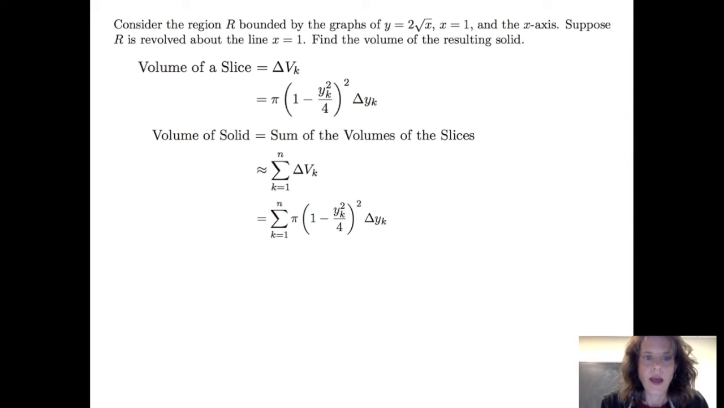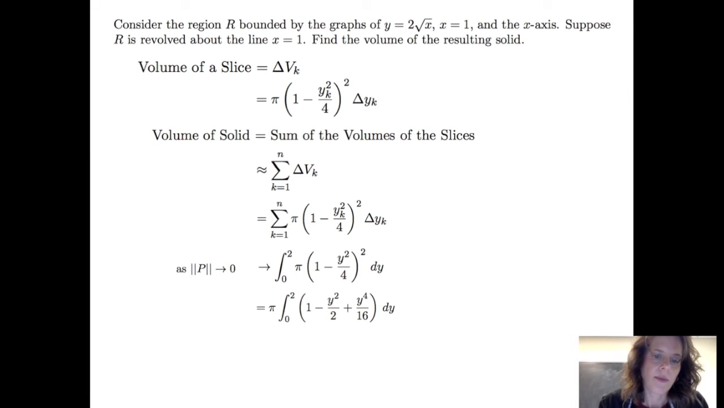And now to find the volume of the solid, by approximating that using the sum of the slices, I get the sum going from 1 to n of delta V sub k, which is, with k equals 1 to n, the sum of pi times 1 minus y sub k squared over 4, quantity squared. That's my pi r squared times my width, or my thickness. I let the norm of the partition go to 0, and so I've got pi times 1 minus y squared over 4, quantity squared. I'm integrating with respect to y, and I partitioned along the y-axis on the interval from 0 to 2. So those become my limits of integration.